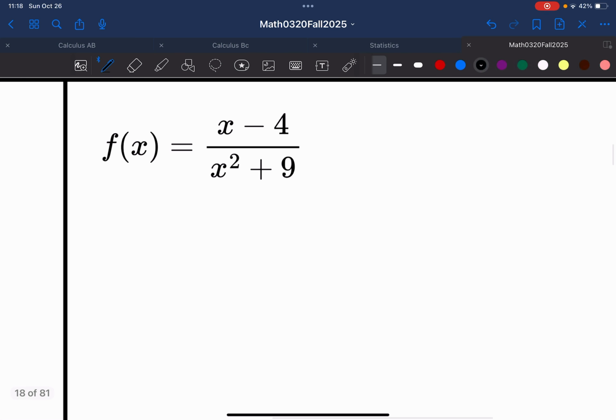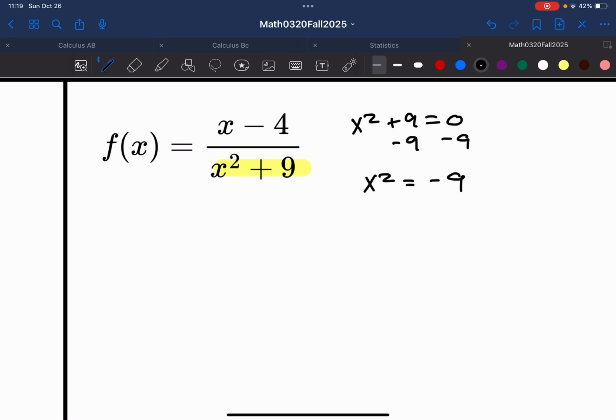Okay, so then we do the same thing. We have a fraction, so I look at the denominator. I know the denominator can't equal 0, so I'm going to do x squared plus 9 equals 0. Subtract 9, and I get x squared is equal to negative 9.